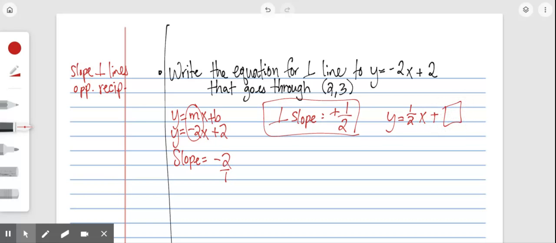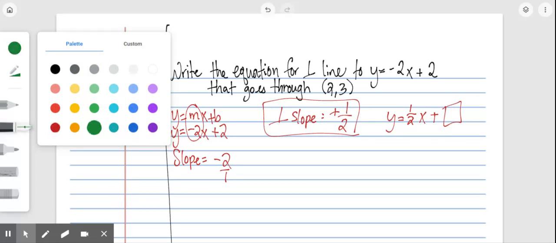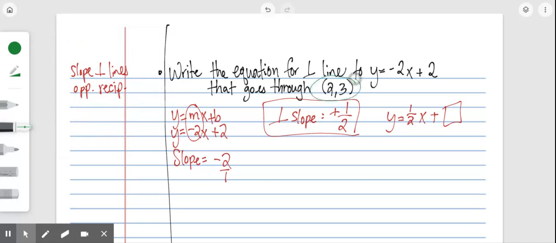Okay. And then I do exactly the same as I did before. I'm going to use this coordinate, 2, 3, where 2 is x and 3 is y. And I'm going to plug it in and solve. So I get 3 equals 1/2 times 2 plus b. Okay, I took it straight from this equation up here, the red equation. All right, and then I'm going to start simplifying. 1/2 times 2, or 1/2 of 2, is 1.